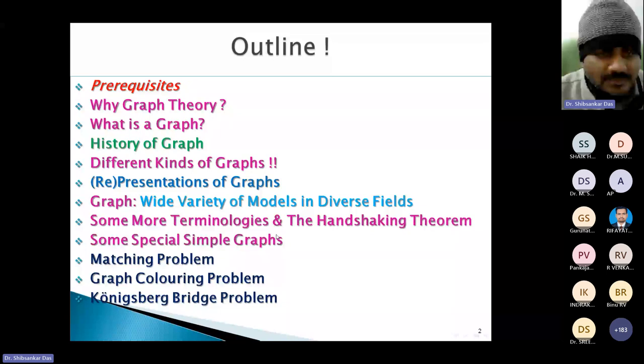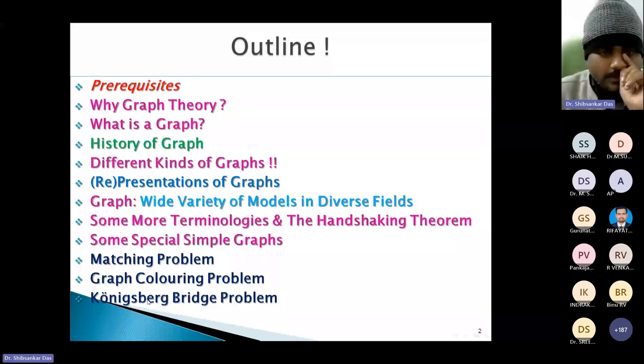Many of us know it, I think. And there are some special kinds of graphs, simple graphs. And then there are the standard old problems, the matching problem and the graph coloring problem. I hope people have seen the lecture on graph coloring. So I will not be giving much detail on the graph coloring problem and the Konigsberg Bridge problem. Okay, so first is prerequisite.